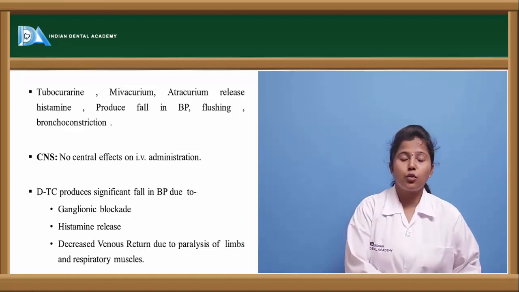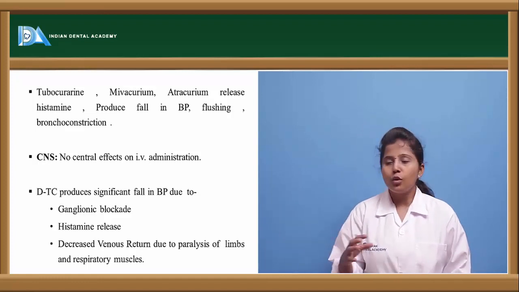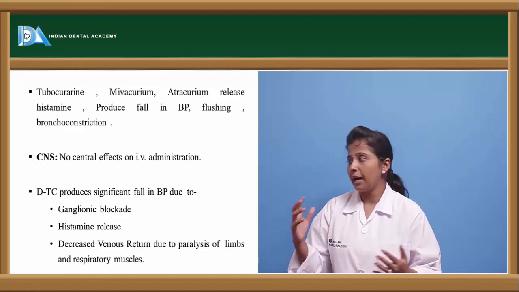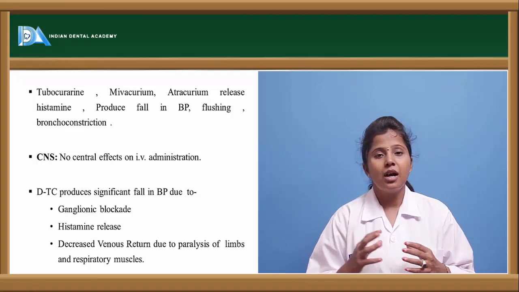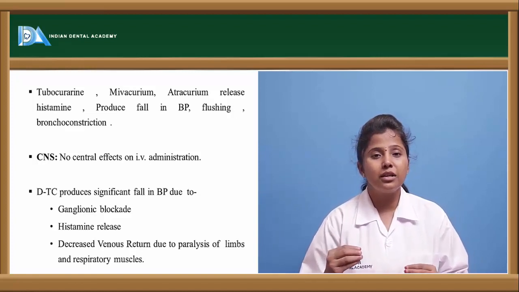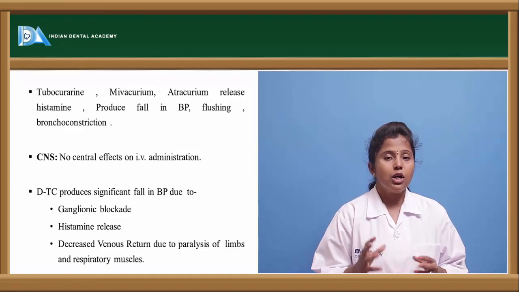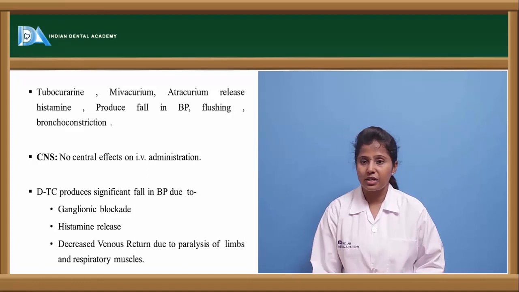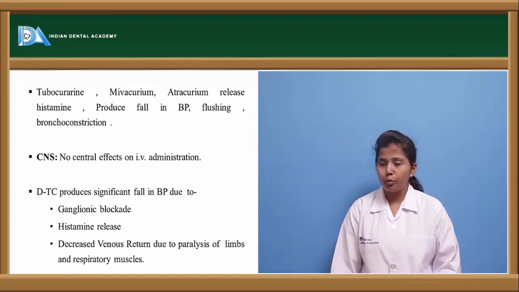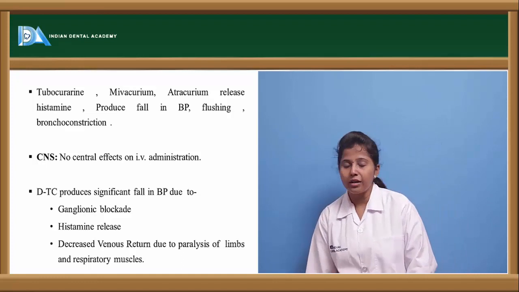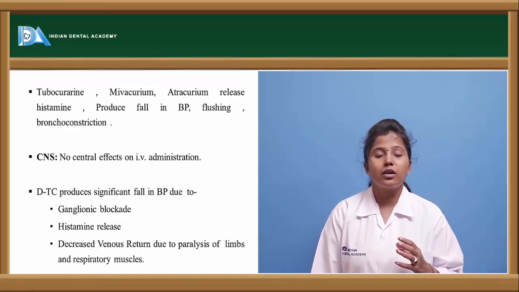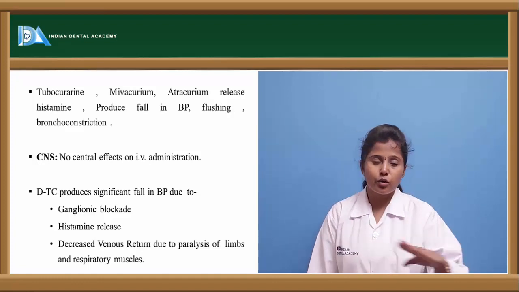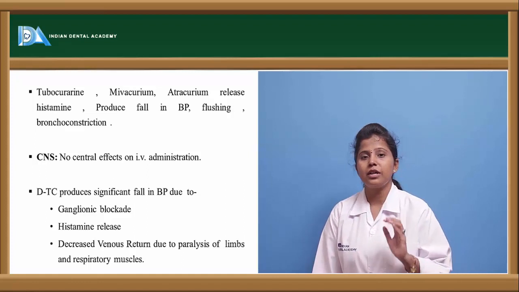And what are the pharmacological actions on the CNS? Mostly the effects on the central nervous system are not observed, but in some conditions the effects can be observed only if the drug is administered through the IV route. If any drug is administered through the IV route, it shows only mild central nervous system effects. And the drug called DTC, which is nothing but D-tubocurarine, produces a fall in blood pressure. This is one of the characteristic features of neuromuscular blocking agents. Any neuromuscular blocking agent will reduce blood pressure.